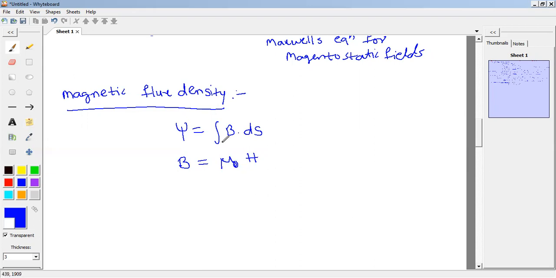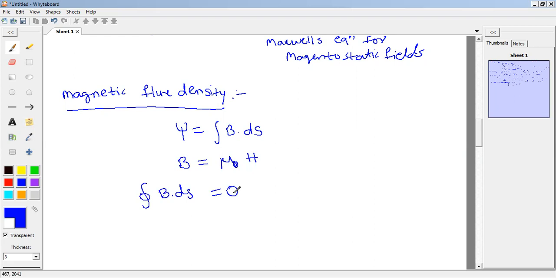Now, for any closed surface, the total magnetic flux, the integral of B dot ds, is equal to 0. Why is this B dot ds equal to 0? Because an isolated magnetic field, an isolated magnetic flux, does not exist. Wherever we take any magnet, the north and south poles should both be there.